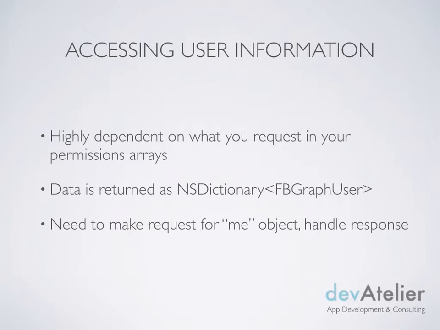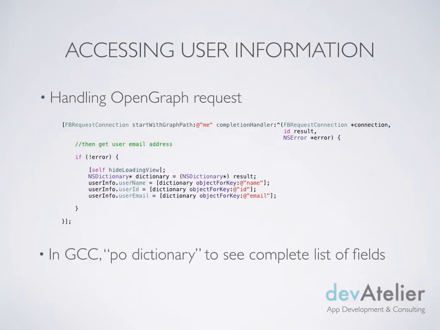Next thing, the data is returned as an NSDictionary, and the dictionary implements the Facebook Graph user protocol. So this means it's dictionary key value pairs, but it's supposed to abide by the rules of what a Facebook Graph user is. So it should always have these fields, or it should expect these methods. Finally, as we noticed in the last slide, when you want information on the user, you need to do a request from me, and you need to handle the response from me. Cool. So let's go into some code.